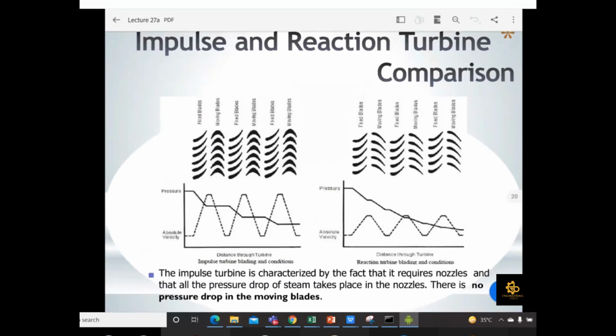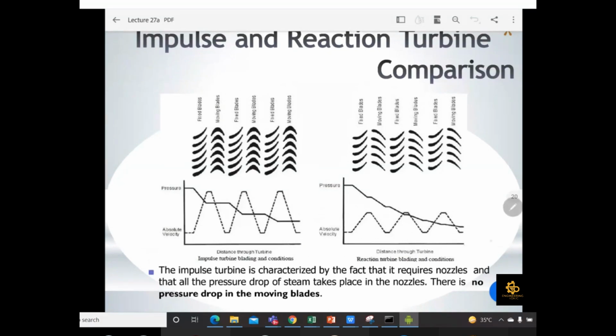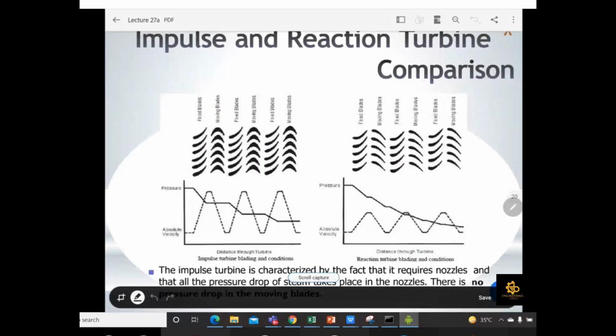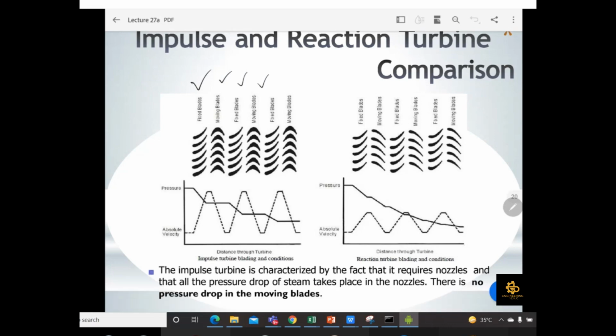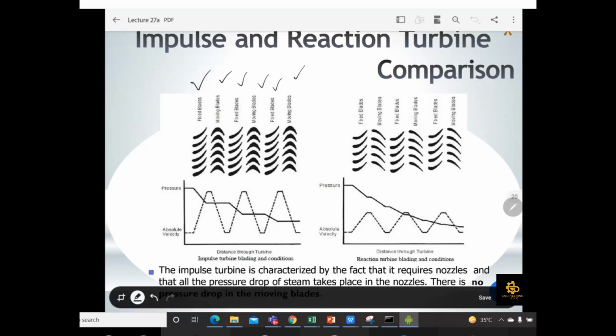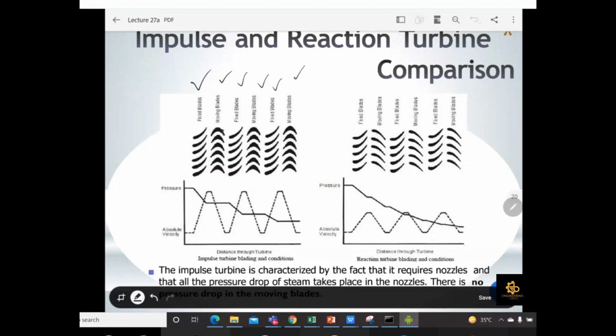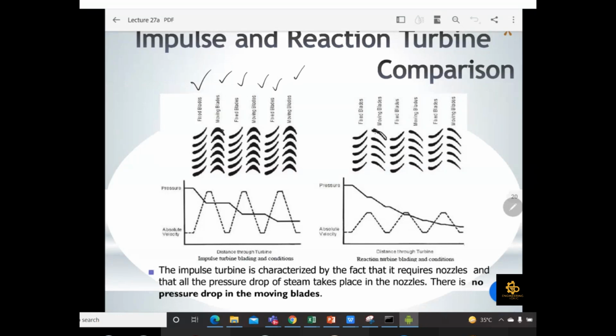Okay, so here is another comparison for your impulse and reaction turbine. For example, in the impulse turbine we have fixed blade, moving blade, fixed blade, moving blade, fixed blade, moving blade. You can notice that the moving blade is mostly cup shaped in the impulse turbine, and in the case of the reaction turbine, the moving blade is almost like an aerofoil shape. And there is a fixed blade, fixed blade, moving blade, and fixed blade, moving blade.